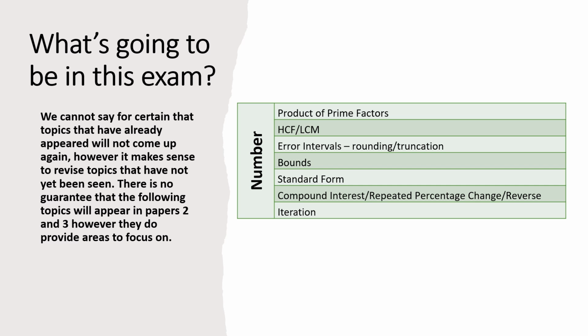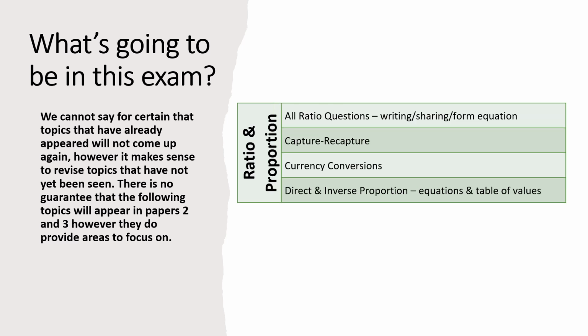Number, so product of prime factors and highest common factor and lowest common multiple. It comes up every year, so I'd be surprised if we won't see it across either tomorrow or your paper later in the week. Bounds, standard form, compound interest, that sort of repeated percentage change and reverse percentage, those style of problems. And then I would completely ignore iteration for now because, again, not something we've done together yet. So if that was to come up, not a problem. We will be covering that in due time.